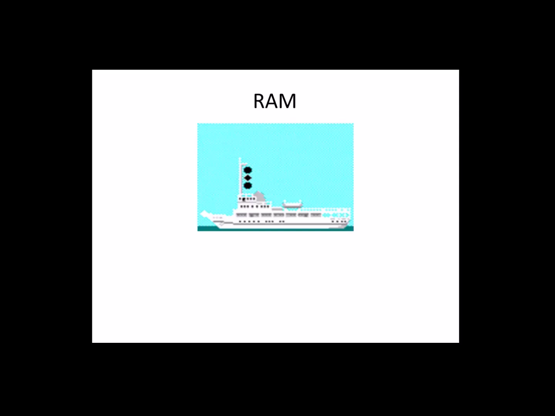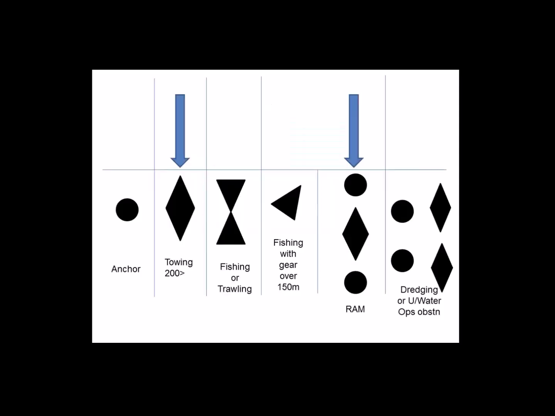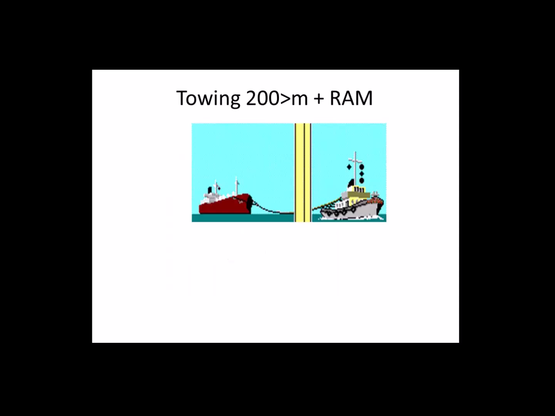Vessels could be engaged in servicing navigation marks, could be engaged in hydrographic survey work, could be dredging, could even be towing in a harbour environment, or even at sea. Now, it's also possible to have a combination of these signals. For instance, you could have a vessel engaged in towing, where the length of tow exceeds 200 metres, and that vessel is restricted in its ability to manoeuvre.